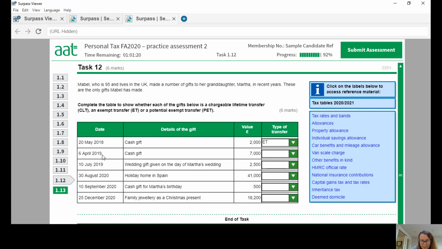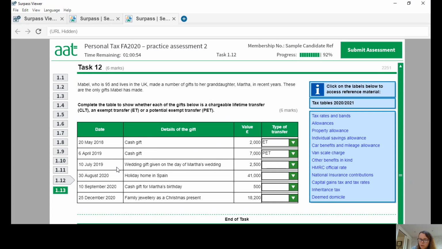So then we're into 2019/20. So we've got a gift of 7,000. So we can subtract this year's annual exempt amount and the remaining 1,000 from last year. But that still leaves us with £3,000 here, which makes it potentially exempt only if Mabel survives 7 years from the date of the gift.